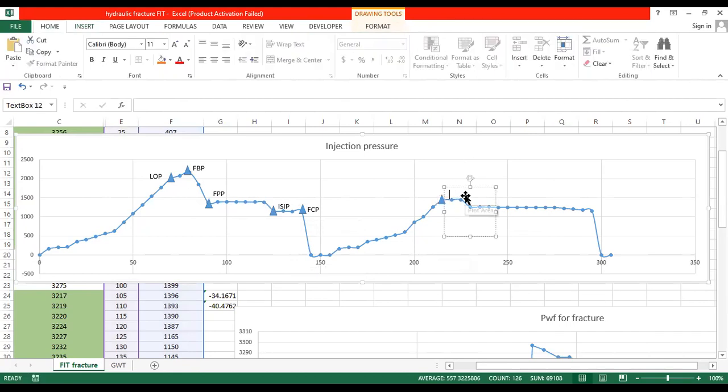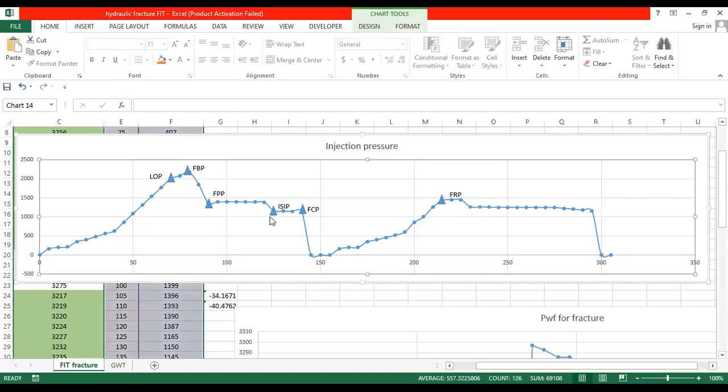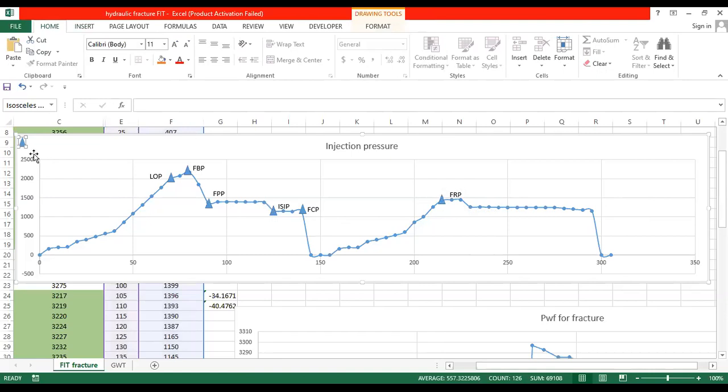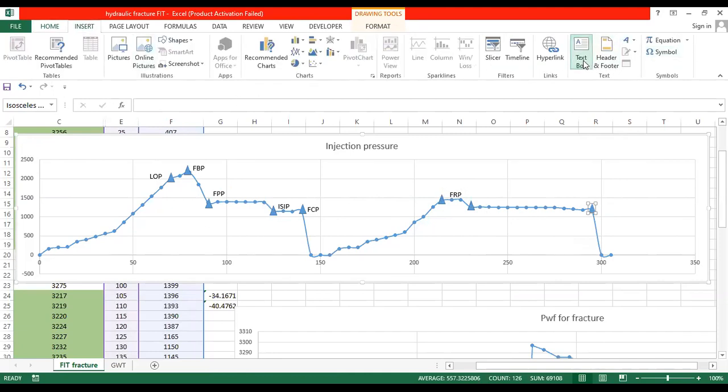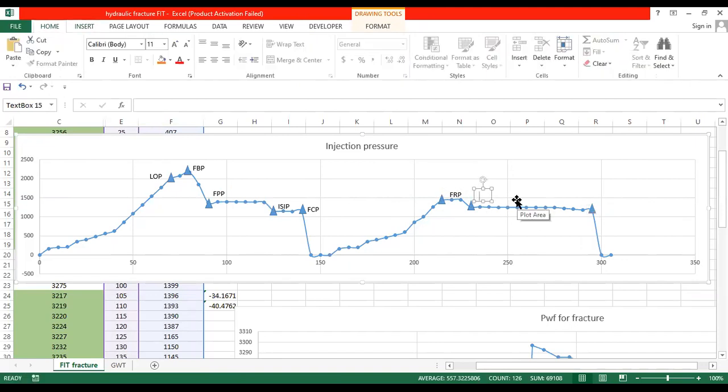It will be given as fracture reopening pressure, FRP, and we can understand that ISIP is here for the second one, and you can see the time gap between ISIP and FCP for the second cycle. So there is a lot of time which was maintained. That means the fracture has been sustained for a longer period. This is the second cycle ISIP, initial shut-in pressure.